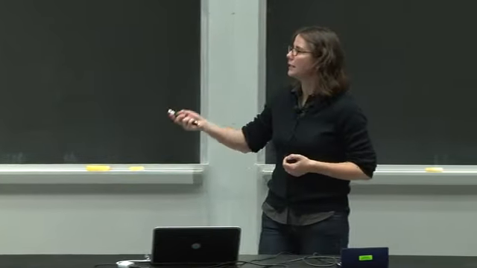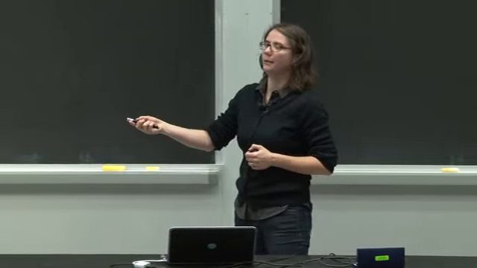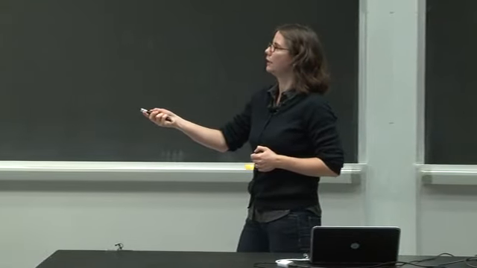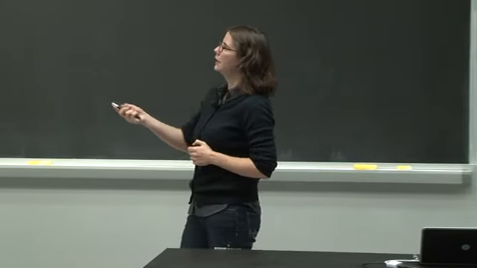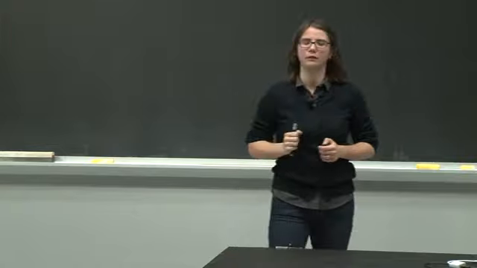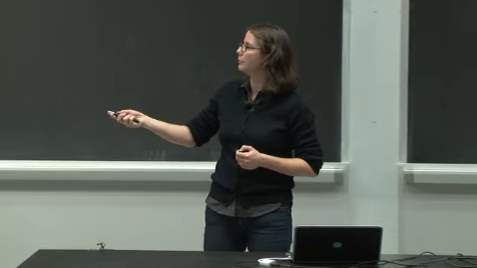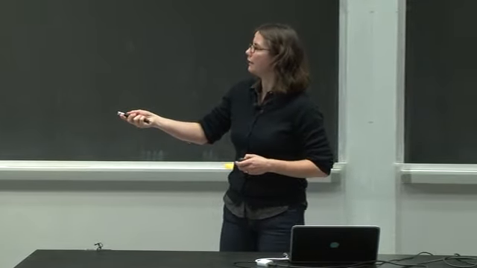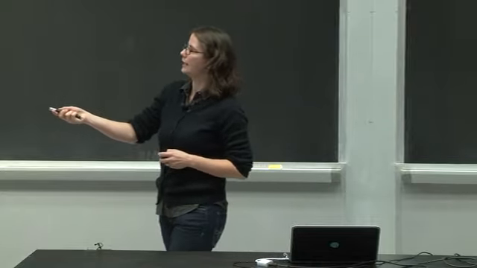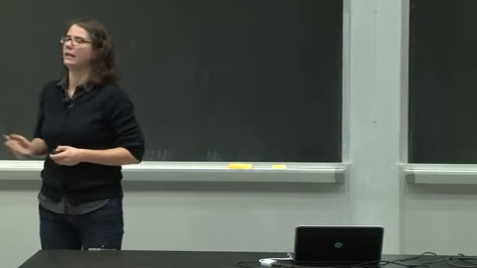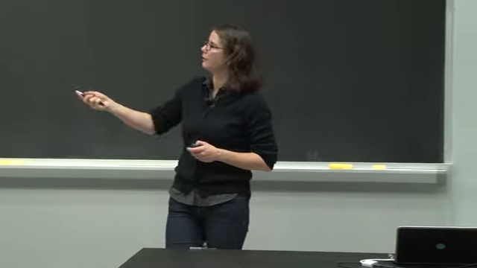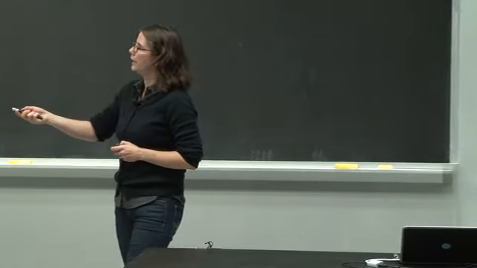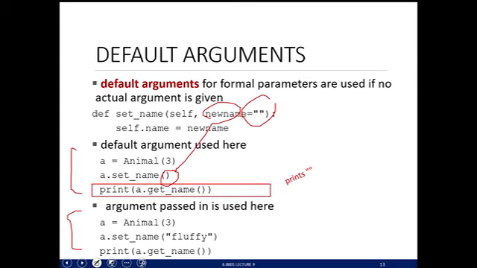Okay? So that tells Python if no parameter is passed in for this particular formal parameter, then use whatever is up here by default. So if I haven't passed in the parameter, a.setName is going to be setting the name to the empty string, because that's what the default parameter is. So in the next line, when I print a.getName, this is just going to print the empty string. Okay?